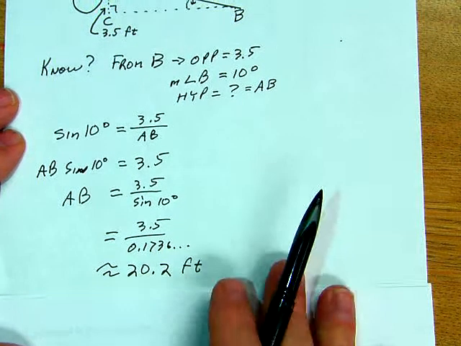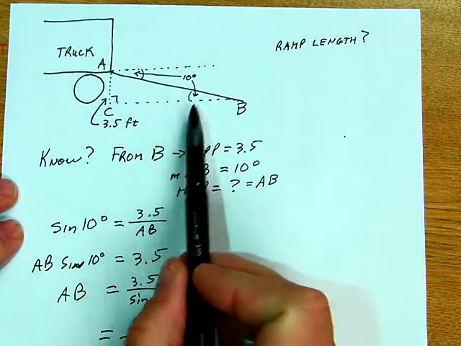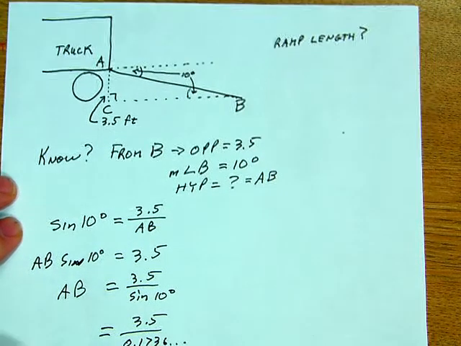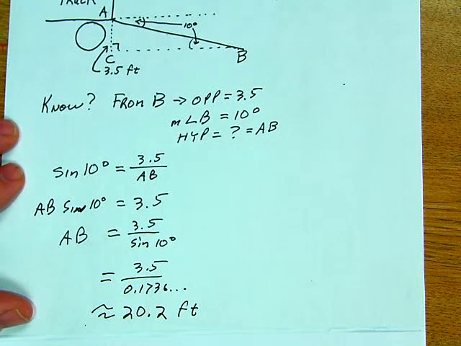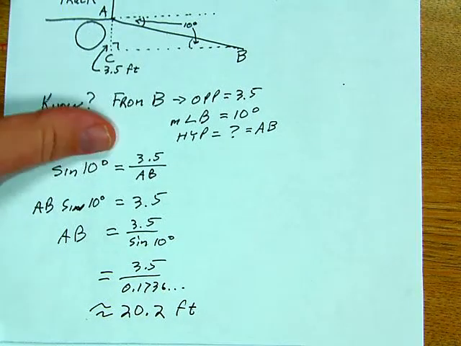So the ramp up above comes to be approximately 20.2 feet. And I used the sine function to figure that out. All right, now let's take a look at one last thing. Let's look at an example this time of boats on the water.